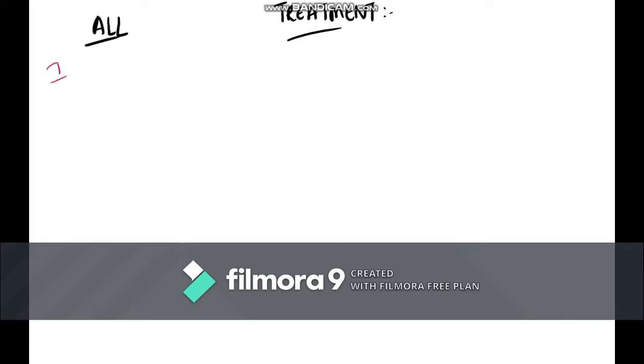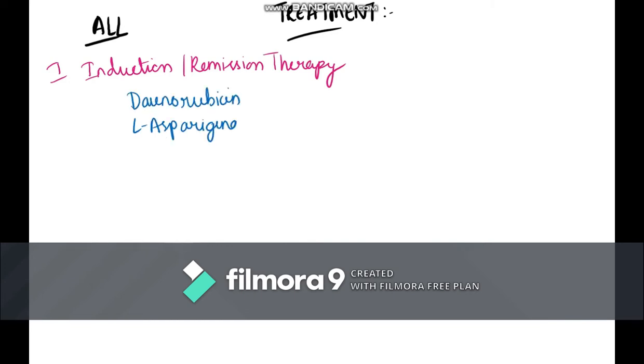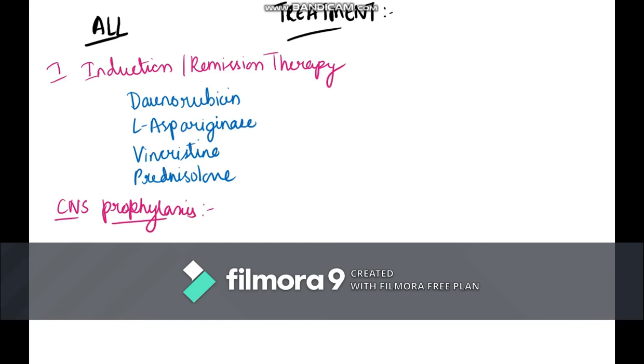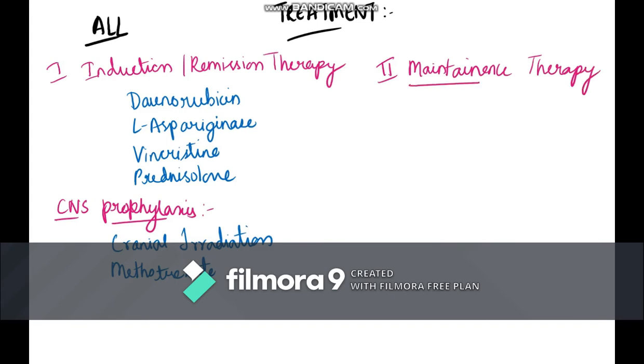What is the treatment? Pharmacological treatment. Firstly we'll see ALL. We have induction or remission therapy, where the drugs are daunorubicin, L-asparaginase, vincristine and prednisolone. Here we can also add methotrexate and cyclophosphamide, which are the cytotoxic drugs. In ALL, we have CNS involvement, that is convulsions, and the prophylaxis for CNS is cranial irradiation and methotrexate, which is given intrathecal. Next is maintenance therapy.